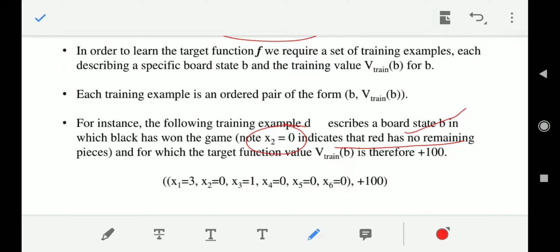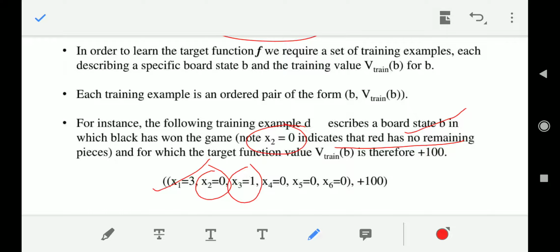The value of variable black is x1. It can be any value. There are mainly 12 pieces on the board, so the value can be 1 to 12. So it is just random. x1 is equal to 3. x2 is 0 because there are no red pieces. x3 is equal to 1.